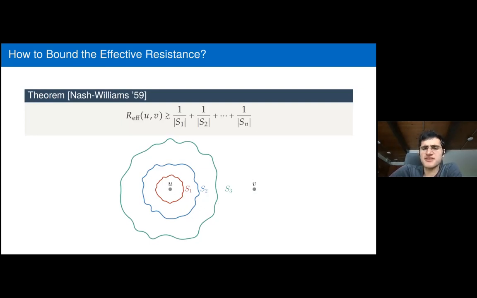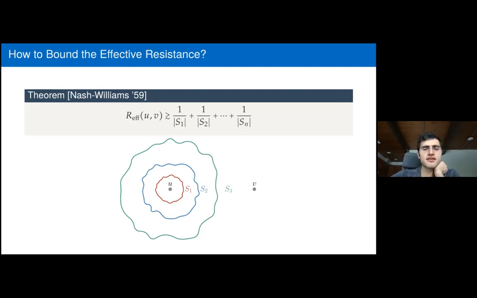It is fairly easy to prove. It basically says that if you want to send a flow from U to V, it has to pass through S1, then S2, then S3, and so on. And in order to pass through S_i, you would need energy at least 1 over the size of S_i. That's sort of a bottleneck for your flow. And this gives a way to bound the effective resistance.